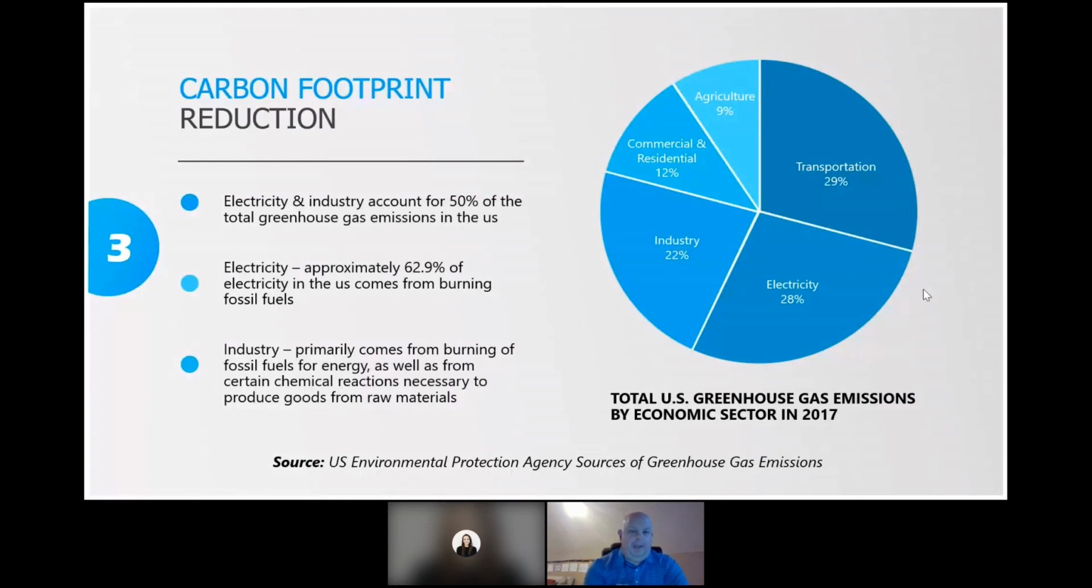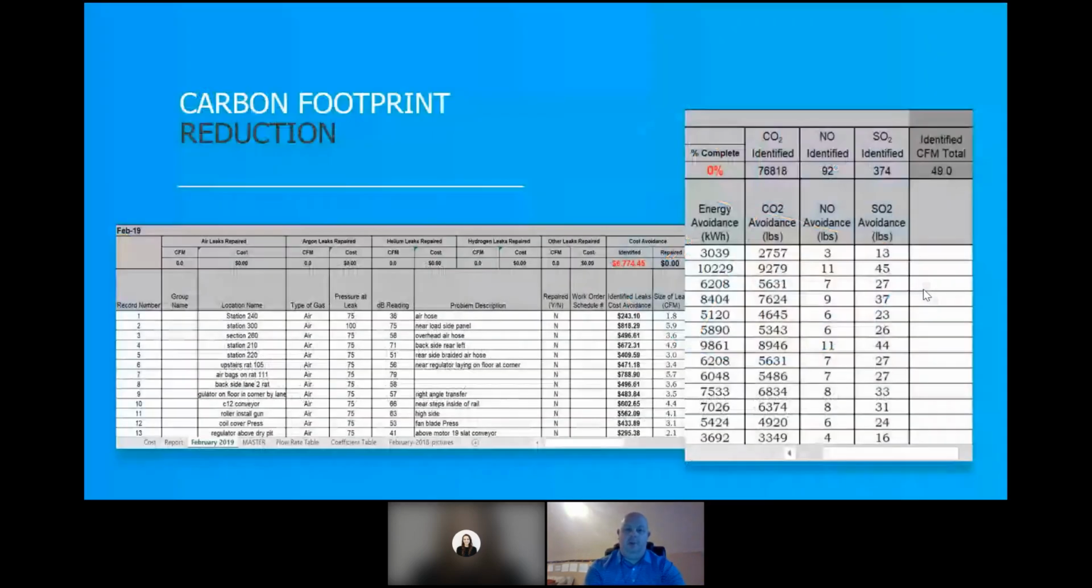And then also, if we look at industry specifically, again, it primarily comes from burning of fossil fuels for energy, as well as from certain chemical reactions necessary to produce the goods from raw materials that you all produce in your factories. So if we can show carbon footprint reduction with our initiatives, then that can go a long way in our overall energy initiative for that particular plant, or if it's a corporate wide type of initiative.